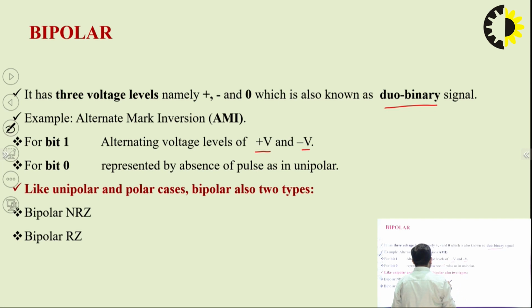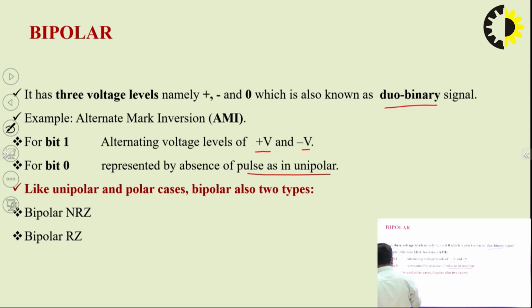So for bit 1, alternating voltage levels of plus V and minus V. So when the first one is coming, then we take plus V, and again alternately, if another 1 comes, you have to take the voltage level of minus V. And 0 is represented by absence of pulse, like in the unipolar form.